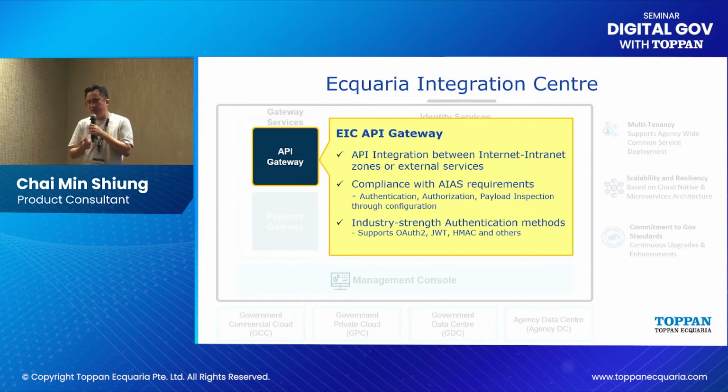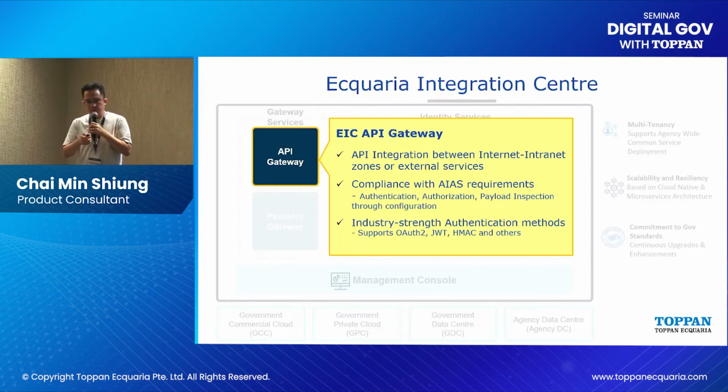And how does EIC API Gateway fulfill this requirement is to adopt industry standard authentication method protocols such as OAuth2, JWT, HMAC, and authentication. So upon successful authentication, the EIC console is able to allow you to put configuration rules or authorization rules so that you can restrict the user access to certain APIs.